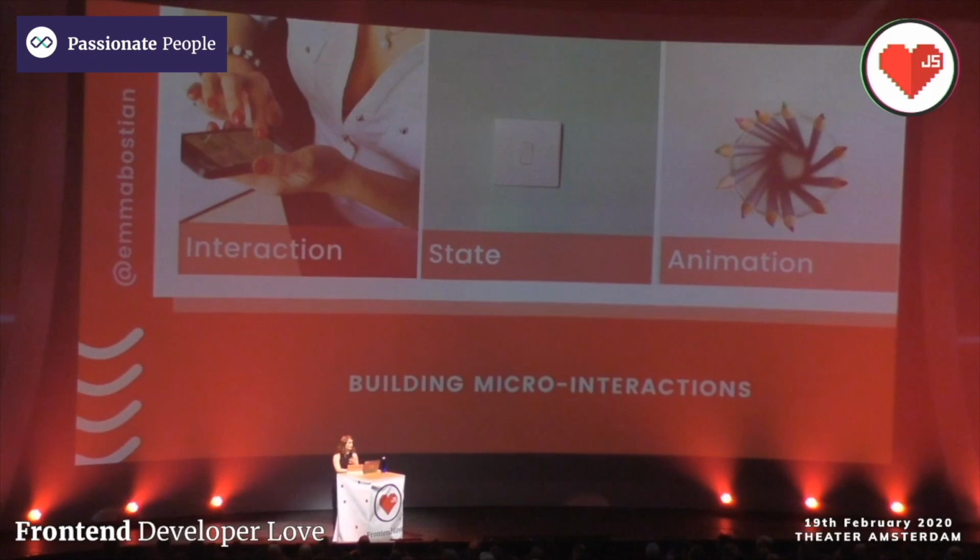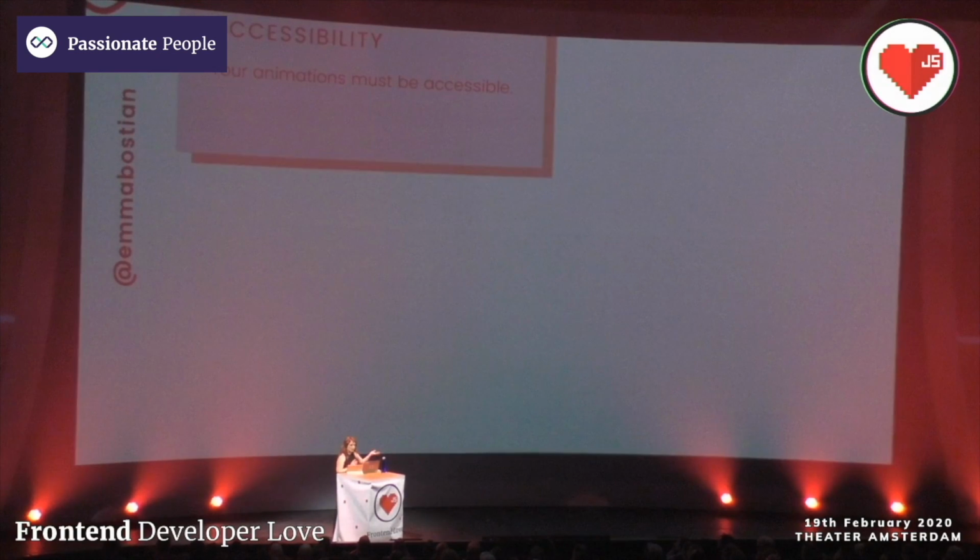And when we're creating these micro-interactions, there are a few things to keep in mind. We just heard about accessibility. People aren't going to care about your animations if they're not accessible. So if you're animating something like a progress bar that has really important information and you're not using the proper markup, it's going to be useless to a lot of people.